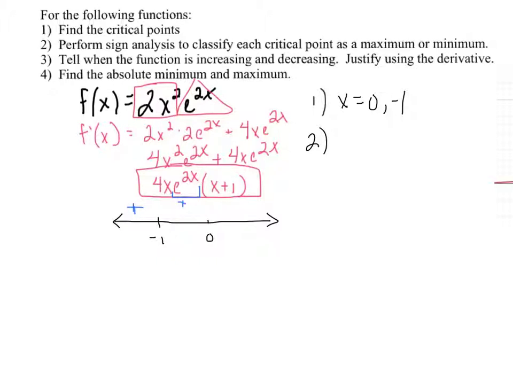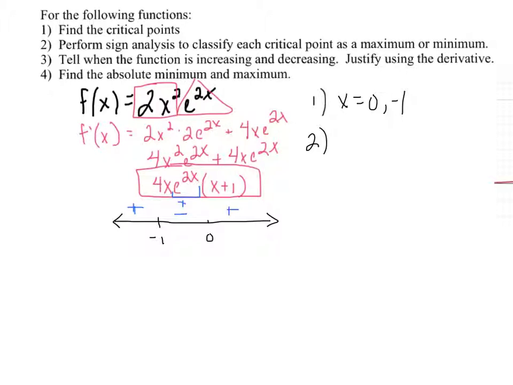Okay. If I plug in a number between negative 1 and 0, maybe like negative 1/2, this will still be negative, this is always positive. Negative 1/2 plus 1 is positive, so I have negative times positive, that is negative. Okay. Now if I plug in a number bigger than 0, so a positive, I get positive, positive, positive, so positive.